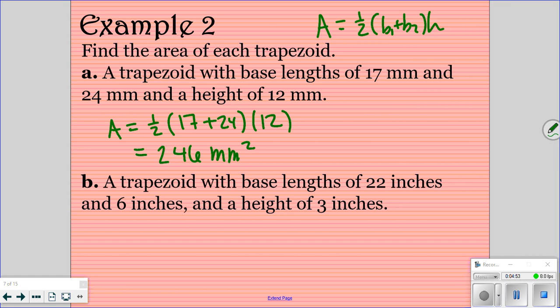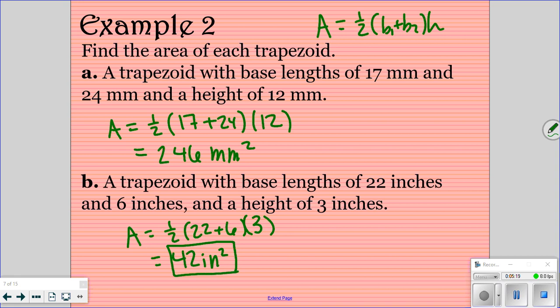Okay, now we're going to do the next one. Trapezoid with bases of 22 and 6. So 1/2 times 22 plus 6, and then a height of 3. So 22 plus 6, and then multiply by 3 and divide by 2. You should get 42 inches squared. So that's how you can use that formula.